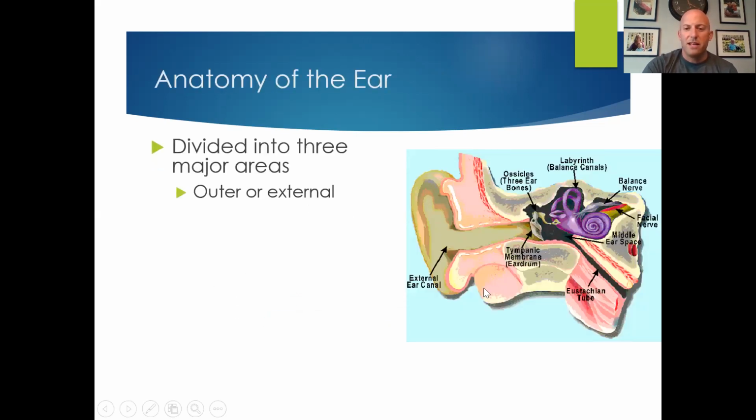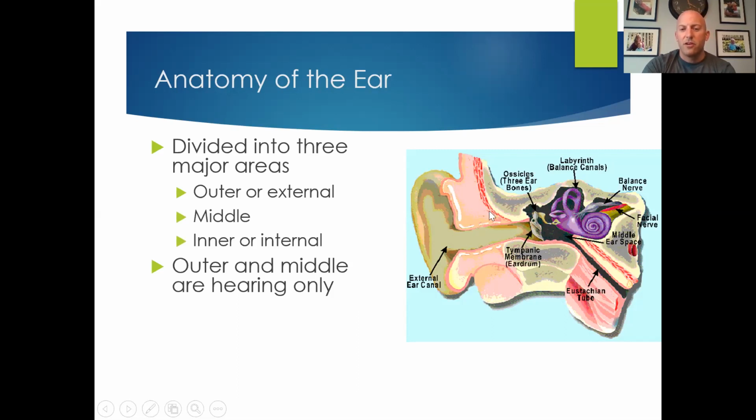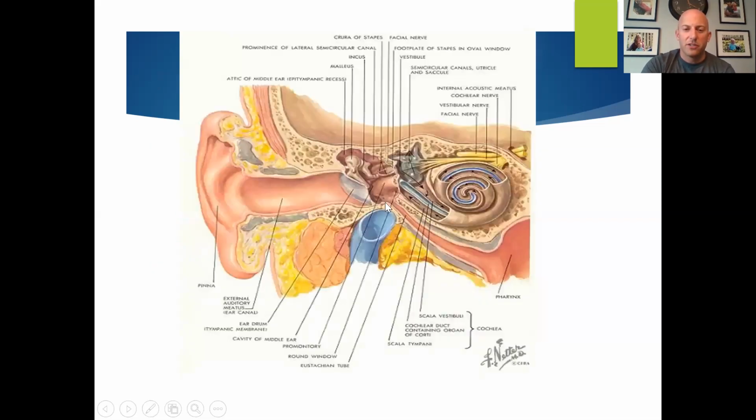Okay, remember the three main areas. The external ear goes all the way to the tympanic membrane. The middle ear is this chamber right in here that's filled with air. Okay, and then the inner ear is over here. The outer and middle are just hearing, and the inner ear is hearing and equilibrium. This is a better picture.